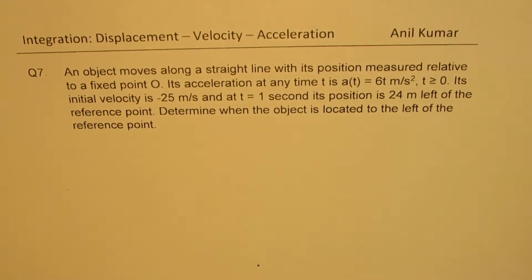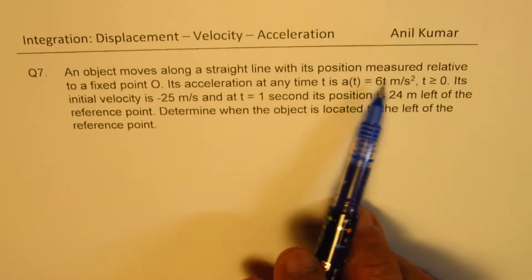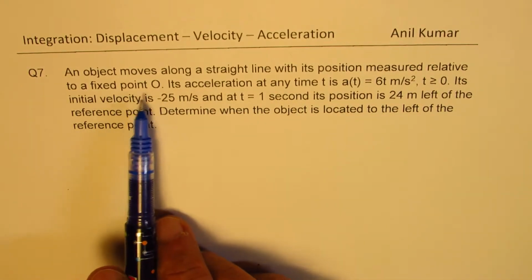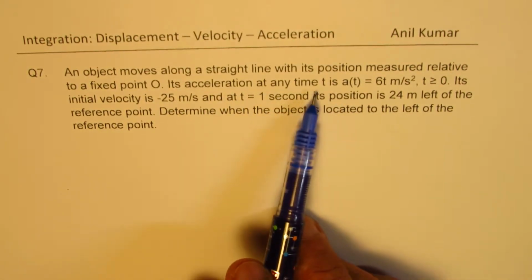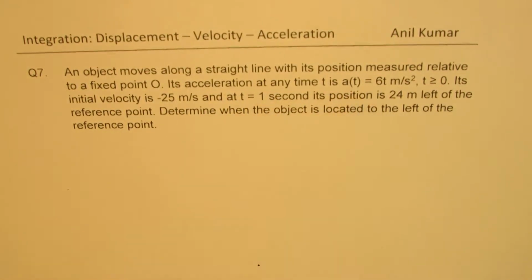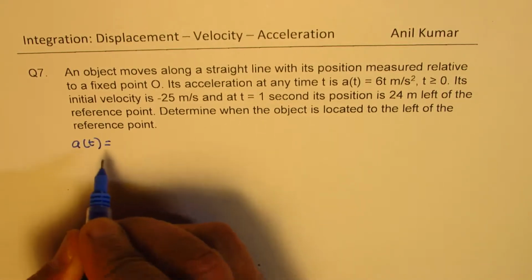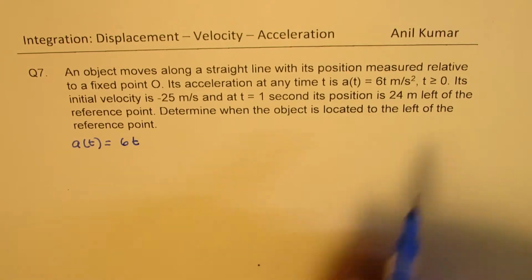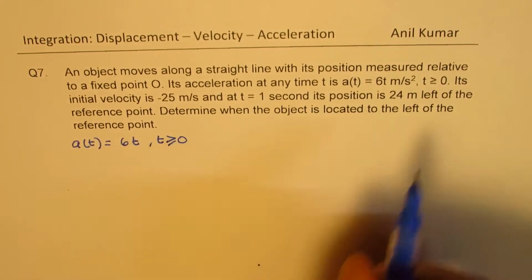Here is a test question based on displacement, velocity, and acceleration. Question number 7. An object moves along a straight line with its position measured relative to a fixed point O. Its acceleration at any time t is a of t equals 6t. So we are given the acceleration as equal to 6t, where t is greater than or equal to 0.